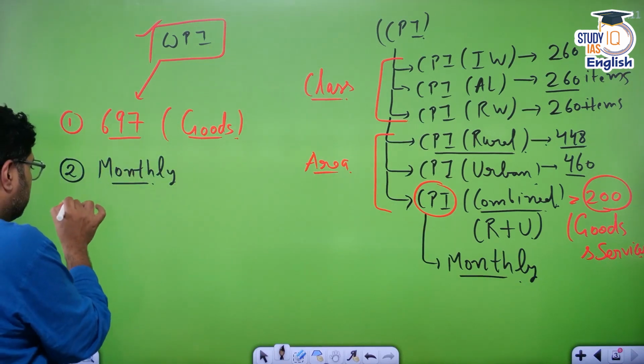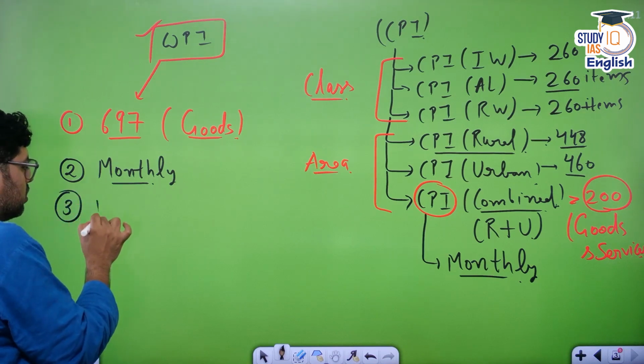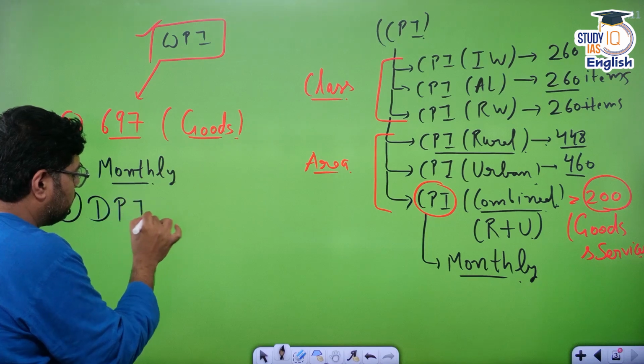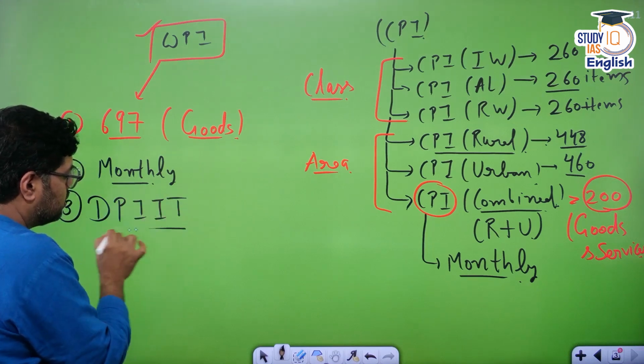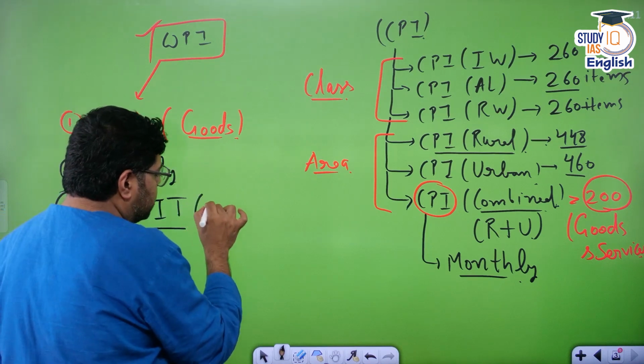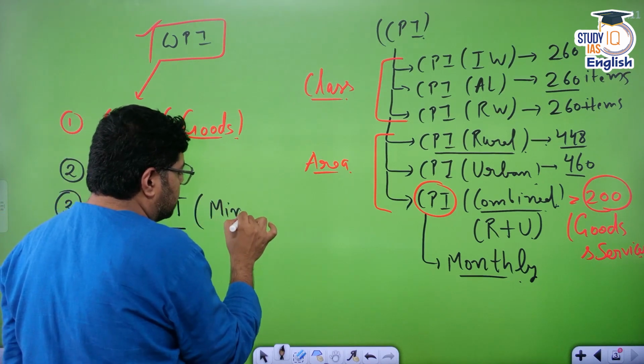Third, who publishes this data? Can anyone tell me? The answer is DPIIT. If you know the full form, please tell me in the comment section. DPIIT comes under which ministry? That is the Ministry of Commerce and Industry.